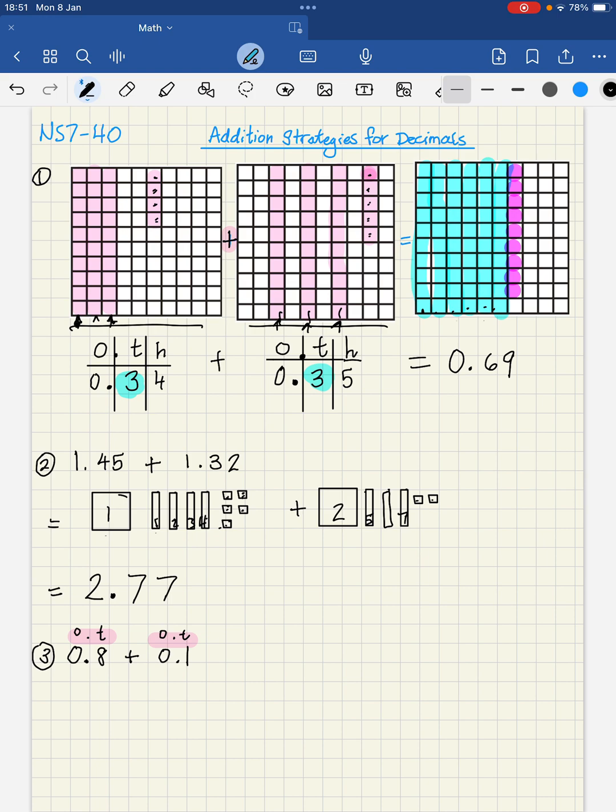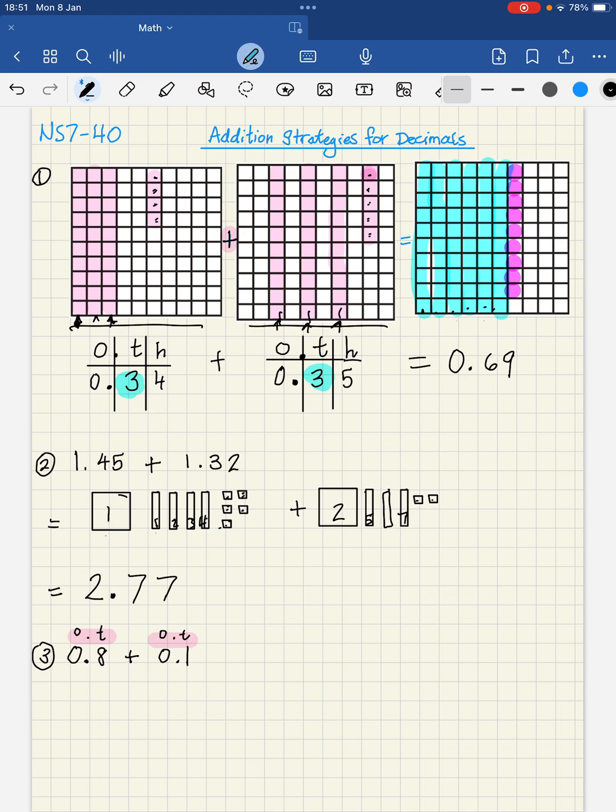So for 2A, the base 10 model is already created for you. For B, you're going to have to create it yourself. So you're going to have to make 1.46 with base 10 plus 1.33, and then you're going to add them together. So once you've done that, we can move on to question 3.